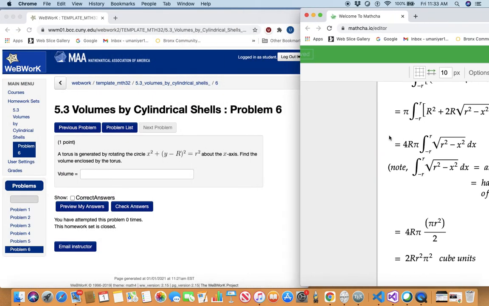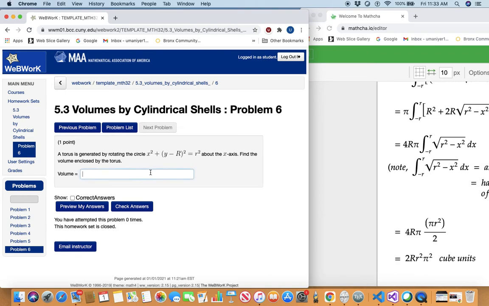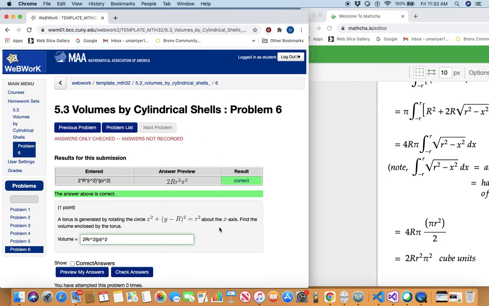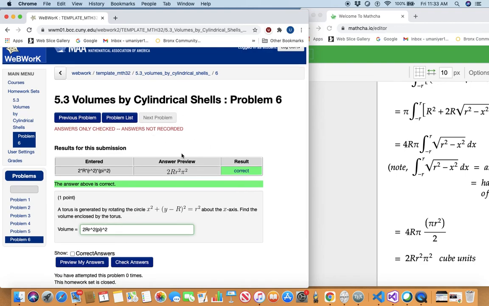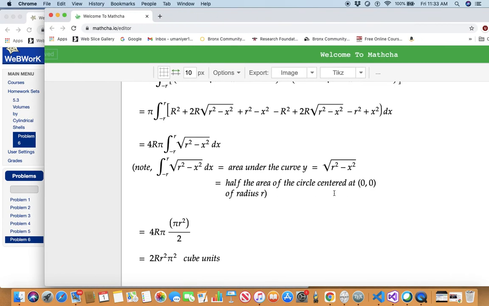So I hope this was clear. 2, capital R, little r to the power 2, and pi to the power 2. It's correct. So that completes our problem list for section 5.3.